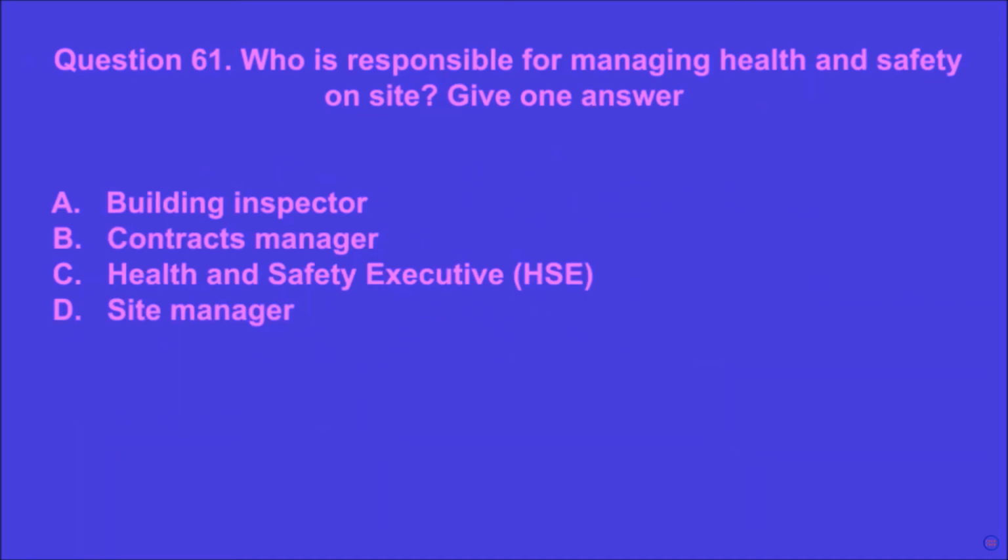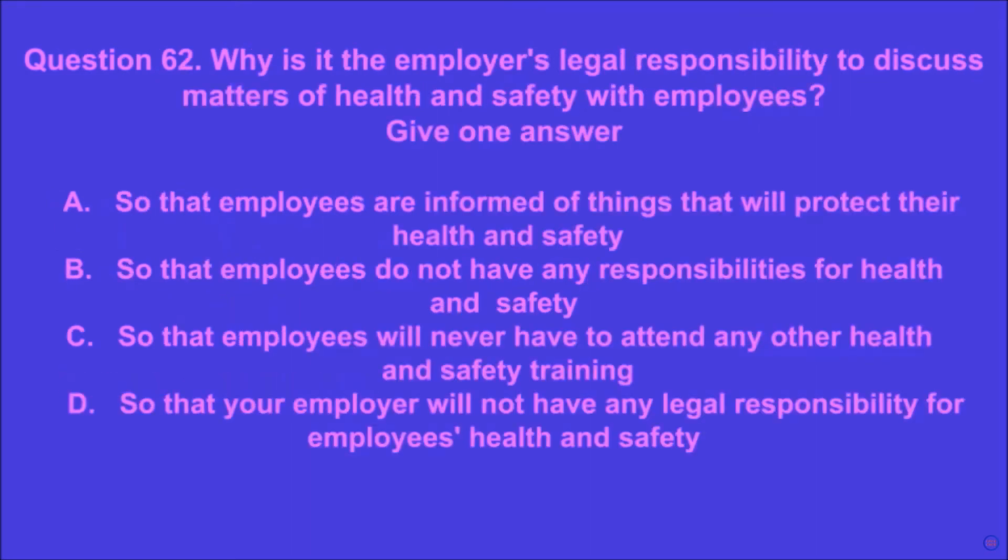Question 61. Who is responsible for managing health and safety on site? Give one answer. A. Building inspector. B. Contracts manager. C. Health and safety executive, HSE. D. Site manager. Correct answer is D.